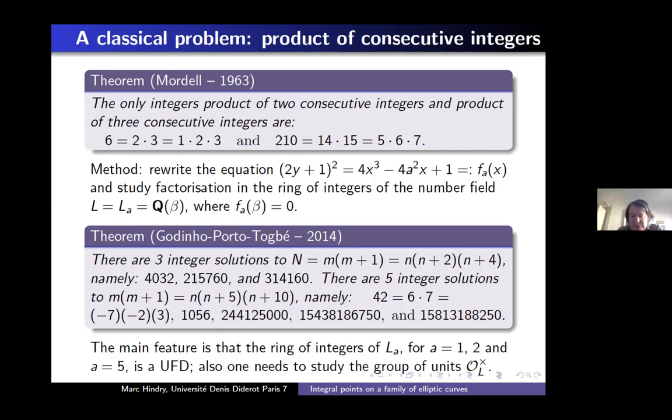I won't say much about the proof. Essentially, the essential point is that the ring of integers, when you add the solution, so you get a real cubic field, and the ring of integers is a UFD, and you have to determine the group of units. The point is that these are the only values of A for which this domain is a UFD.